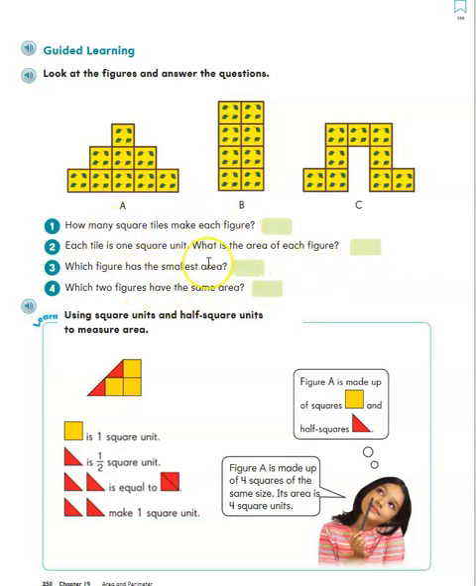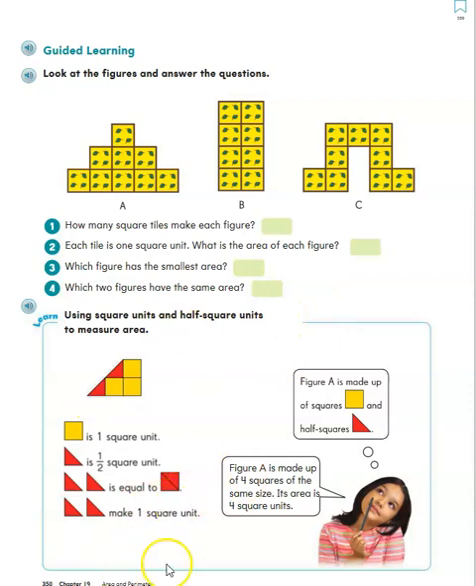Okay. And then we already did this one really, number 2. Each tile is 1 square unit. What is the area of each figure? So basically just by counting those squares inside each shape, we were able to figure out the area. Which figure has the smallest area? That would be figure B because that one was only 8 square units and the other 2 were 9 square units, right? So for number 4, it would just be A and C because they both have an area of 9 square units. So they have the same area.